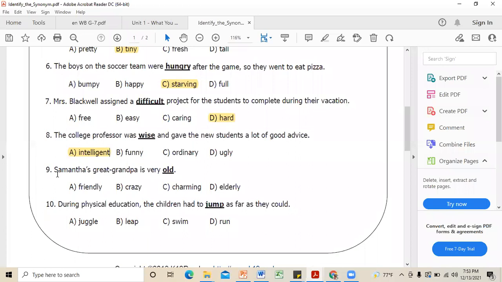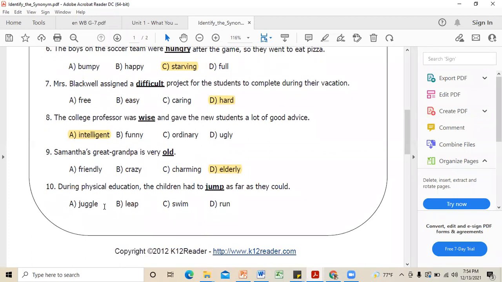Samantha's great grandpa is very old. Samantha's great grandpa is very elder. Yes, very good. So very old means elderly, right? So, great grandpa means father of the grandpa as well. So that means he should be very old. So we can call such elderly people or such old people as elderly as well.